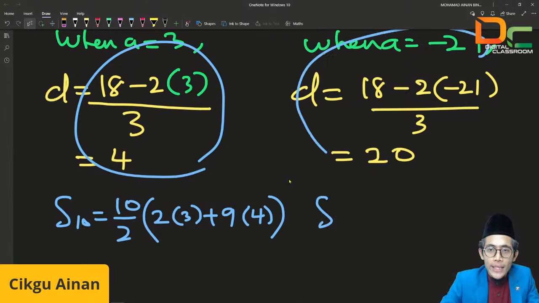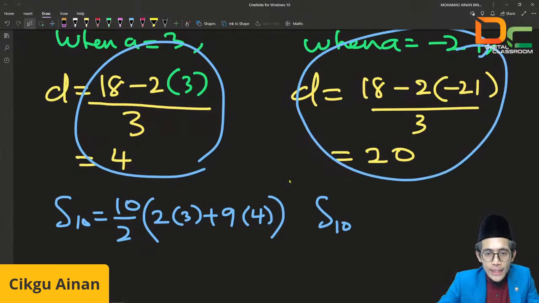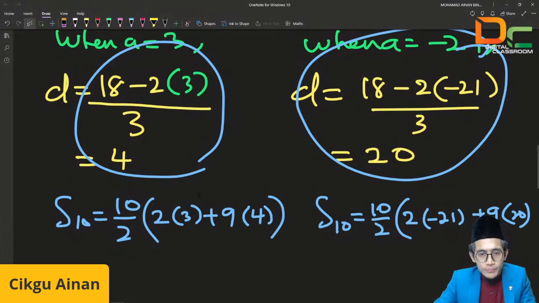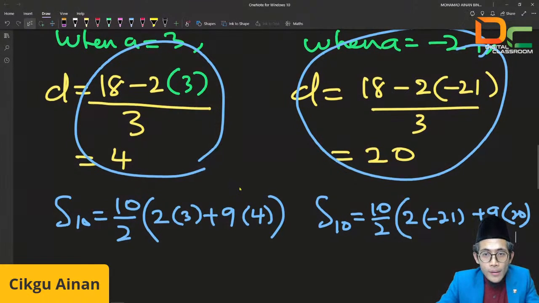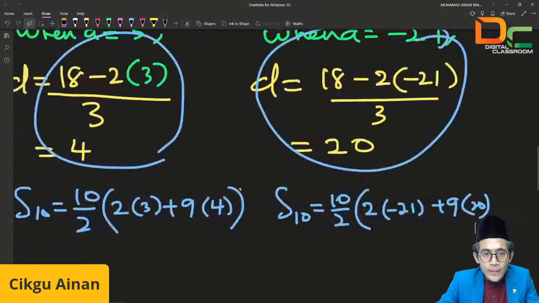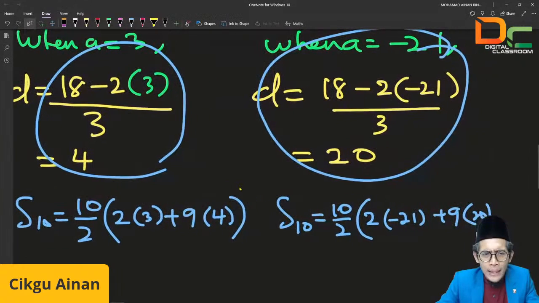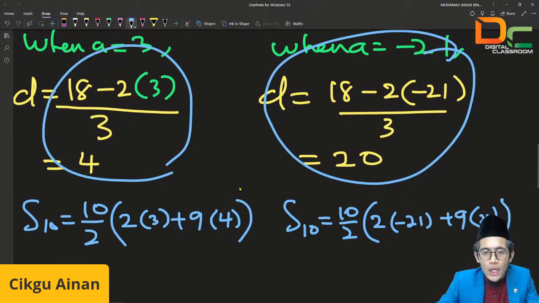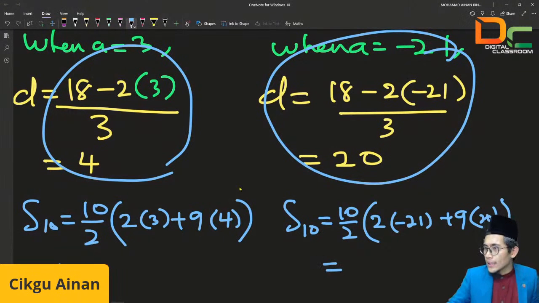When A is minus 21, S10 is 10 over 2, double the first term minus 21 plus 9, 20. It doesn't fit. Move it aside a bit. Okay, now what are the numbers?